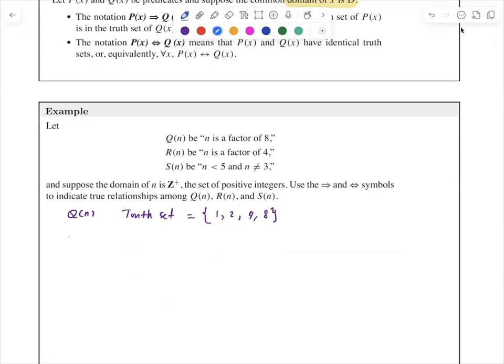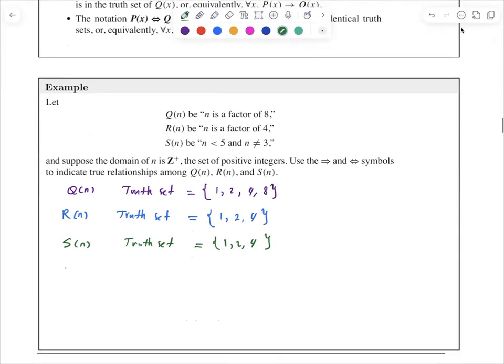And then let us move on to Rn. For the truth set of Rn, these are all factors of 4, 1, 2, and 4. So obviously you can see that the truth set for Rn is a subset of the truth set for Qn. And finally, for Sn, the truth set for Sn, all positive integers that are less than 5, 1, 2, 3, 4, and n is not 3, so we get 1, 2, and 4.